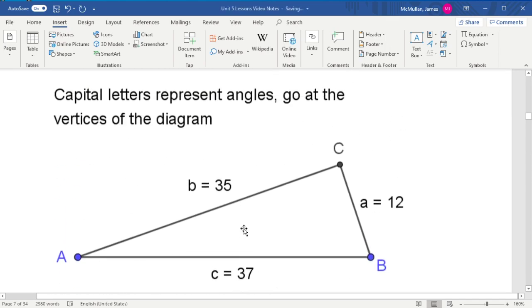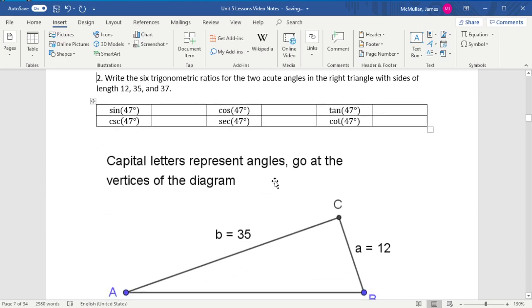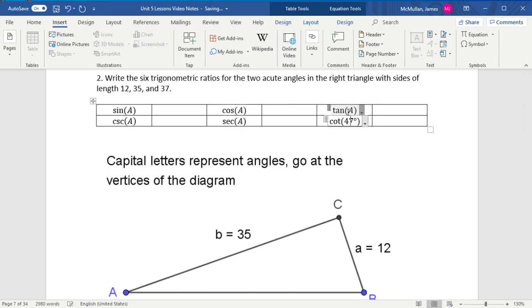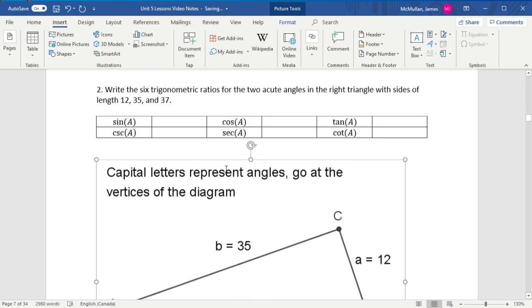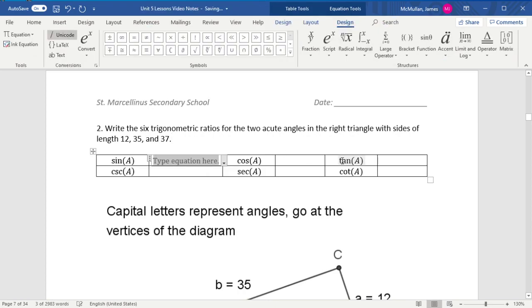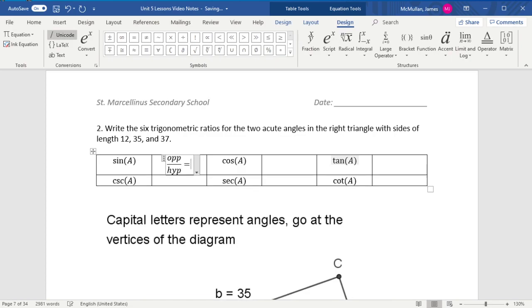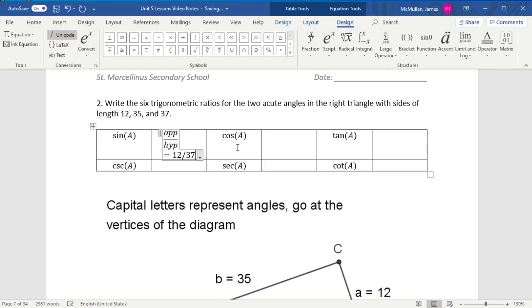And so based on this diagram, let's do what we were asked. It says write the 6 trig ratios for the 2 acute angles. So I'm going to say, instead of sine 47, I'm going to say A, because A is an acute angle in my picture, right? Right, so now we know we could measure A using the program, but we don't need to, because all it says is write the ratios for the 2 acute angles. I don't actually need to know the angle to do that. All I need is the opposite over the hypotenuse, and I can do that here because if I look from the perspective of angle A, the opposite is 12 and the hypotenuse is 37. So the answer would be 12 over 37.